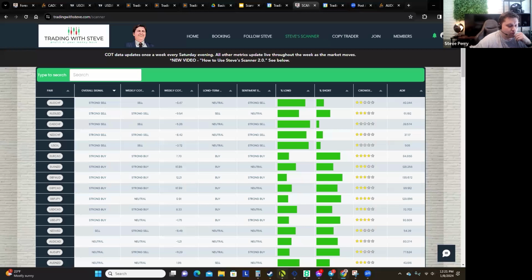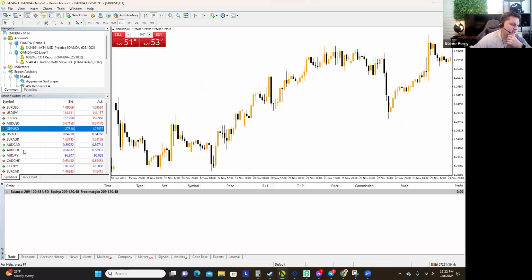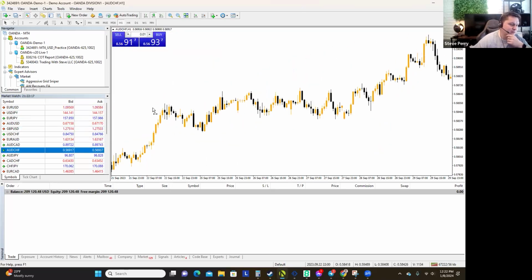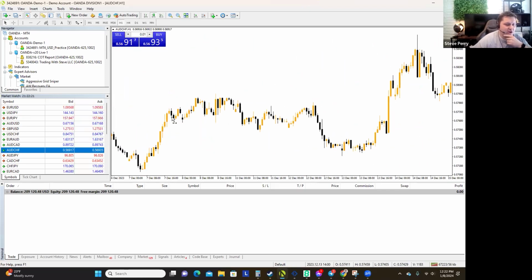So now let's go over to the account, double check to make sure that you're looking at the Aussie franc in the chart here. If you don't have the Aussie franc pulled up, you can drag over the Aussie franc from the watch list. You just drag and drop. That's all you have to do. Just drag and drop into MT4 like this, and that will get you the currency pair that you're trading.